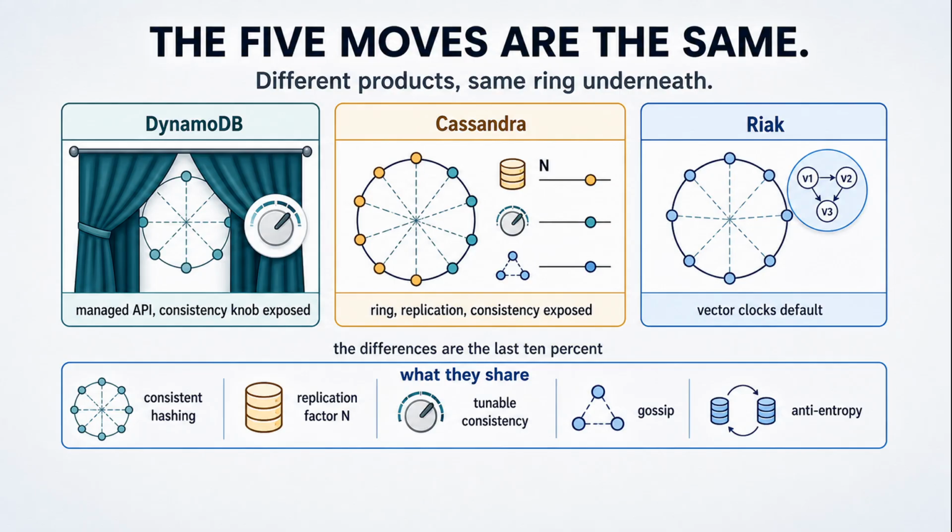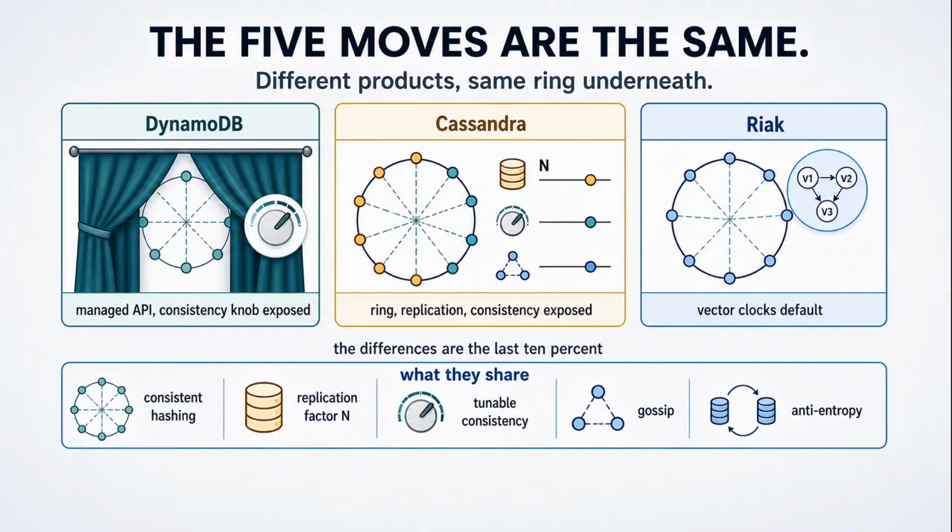The real systems agree on more than they disagree. DynamoDB hides the ring behind a managed API, but exposes the consistency knob. Cassandra exposes everything. Ring topology, replication factor, consistency per call. Riak ships with vector clocks turned on by default. Many shops still flip on last writer wins for simplicity, knowing the cost.